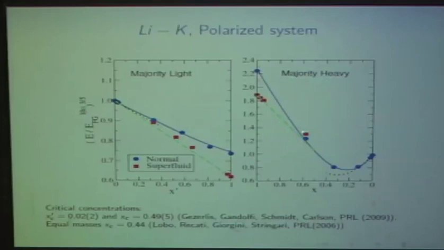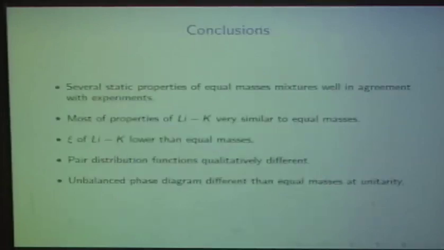It's interesting to note that for majority heavy particles, this critical concentration is very similar to the equal masses case. So this is the value at equal masses, and this is the value for majority heavy. But according to our calculation, in the majority light case, the concentration is actually overlapping with zero. That means that potentially we could have no phase separation in these systems. But again, we need to reach some more accuracy in the calculation before claiming this. Potentially the physics of this system could be very different from the equal masses case.